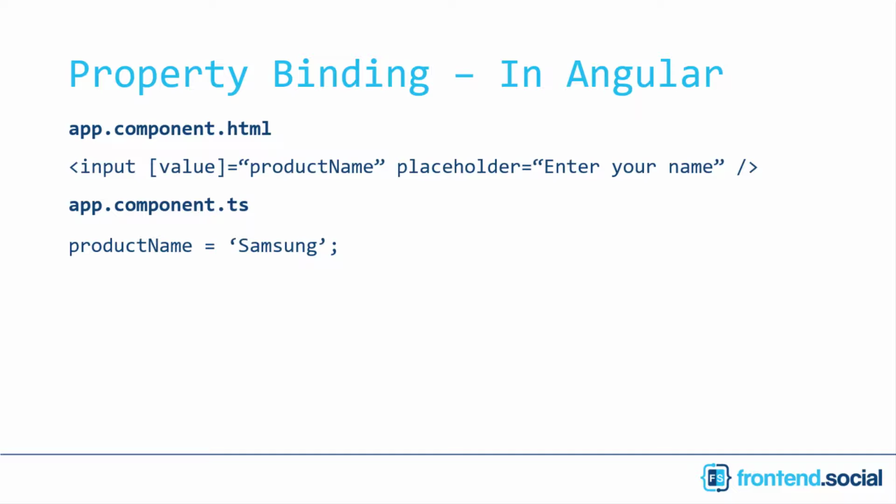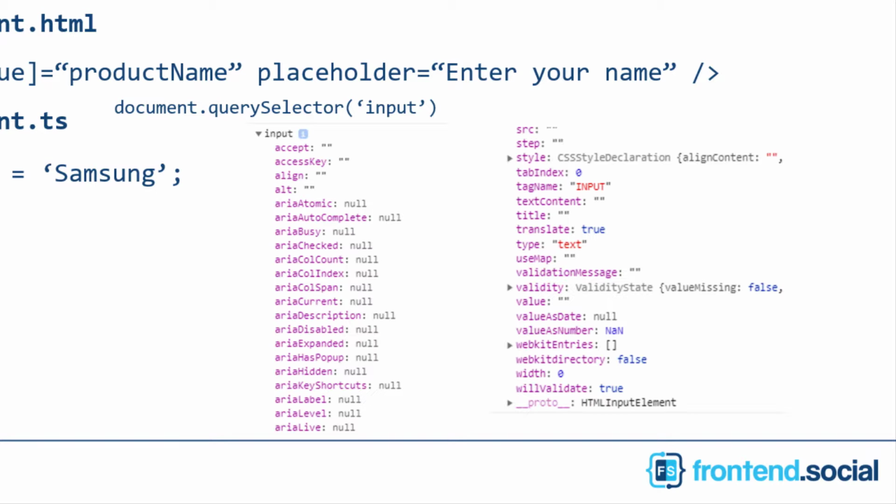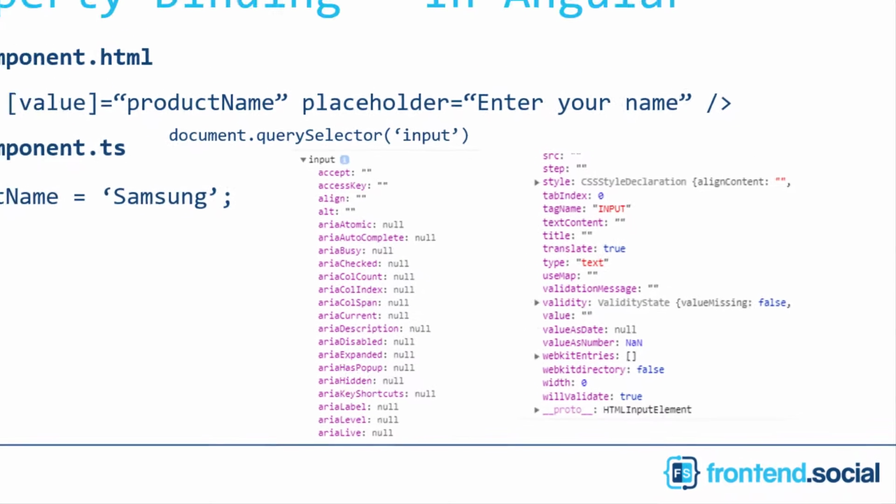But before that, let's look at something else: how the input DOM element will look. For that, we will open the console and fire the document.querySelector input command. And it will print a long, big DOM output in the console.